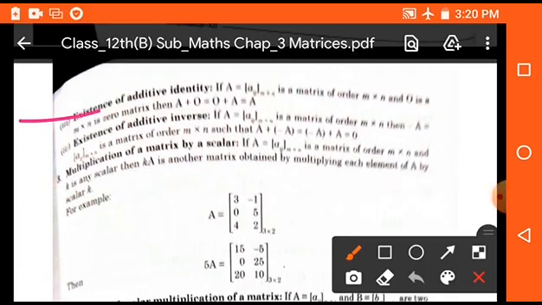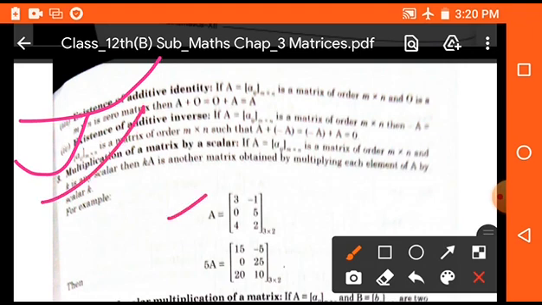Now existence of identity, the additive identity. That means if we add any matrix with a zero matrix, there will be no change and the required solution will be A, that means only matrix A. In the same way, existence of additive inverse. If we add any matrix with the same matrix with opposite sign, then we always get a null matrix, that means a zero matrix.